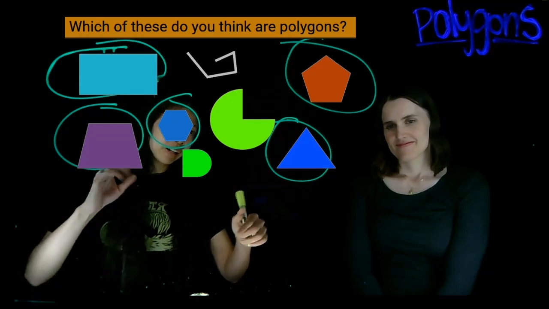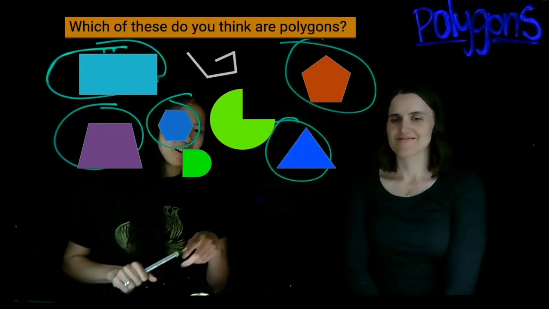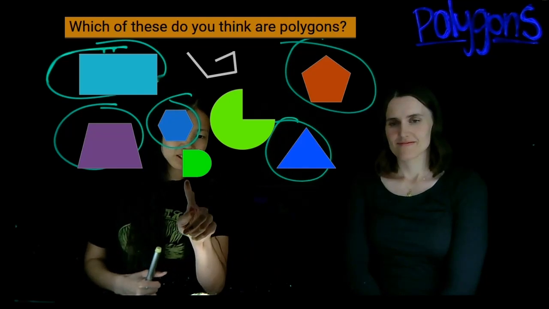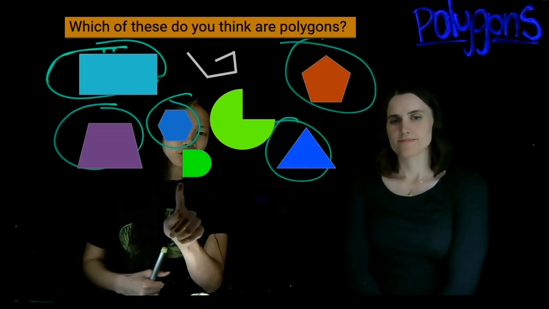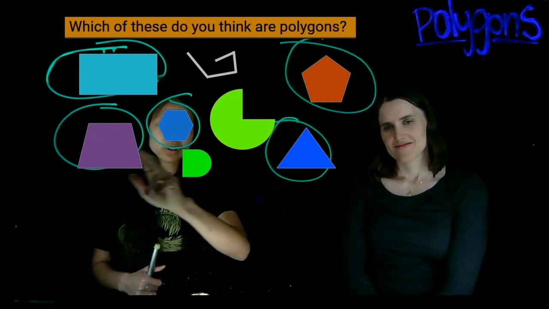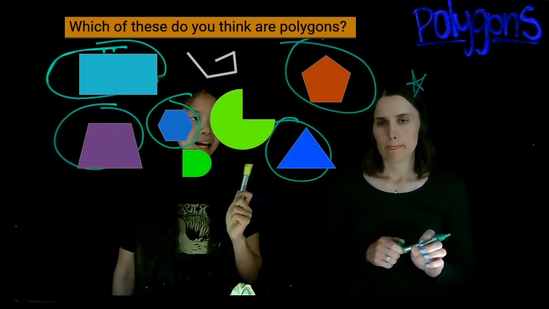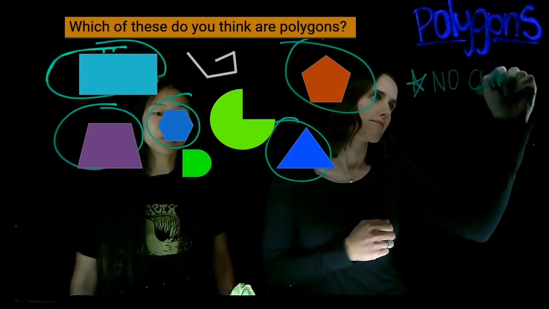We're going to look at our examples of polygons and non-examples to see if we can come up with a definition. Alright, let's look at one that wasn't circled. Let's look at this one here. We notice that this has a curved edge. This also has a curved edge, and all the ones that are circled do not have a curved edge. So one of the qualifications of a polygon is that it has to have no curved edges, only straight edges.